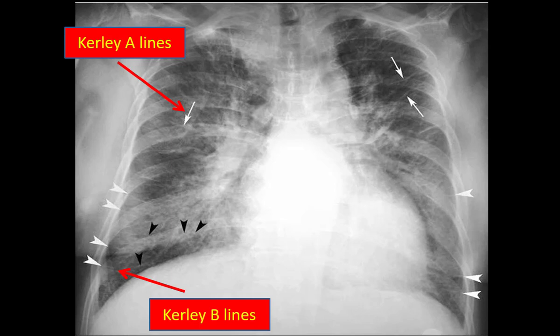This is what I was talking about, Kerley A lines. They start from the hilum and extend to the periphery. They are a little bigger in size. Kerley B lines are smaller in size. They are seen at the peripheries and they go towards the pleura.